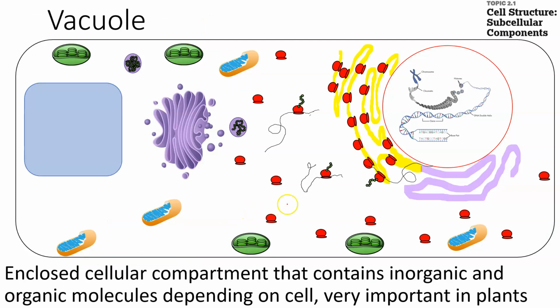Okay, vacuole. This is an enclosed cellular compartment that contains inorganic and organic molecules depending on the cell. It is very important in plants because it helps to store water and maintain water levels in plants. As plants take in water, they need a way to control the input and output of water. Typically, it's stored in these vacuoles. Animal cells have these as well. They're just generalized structures with many purposes. But they store many useful proteins and sometimes ions and molecules that need to be saved for other cellular processes. So it's kind of like a storage depot of the cell.